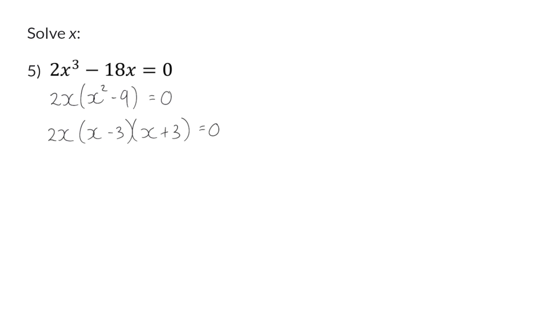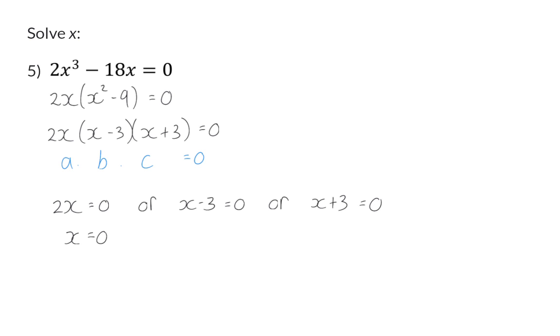So again, we have the form a times b times c is equal to 0. This means that either the first factor of 2x can be equal to 0, or the second factor of x minus 3 can be equal to 0, or the third factor of x plus 3. And that means that x can either be equal to 0, or equal to 3, or equal to minus 3.